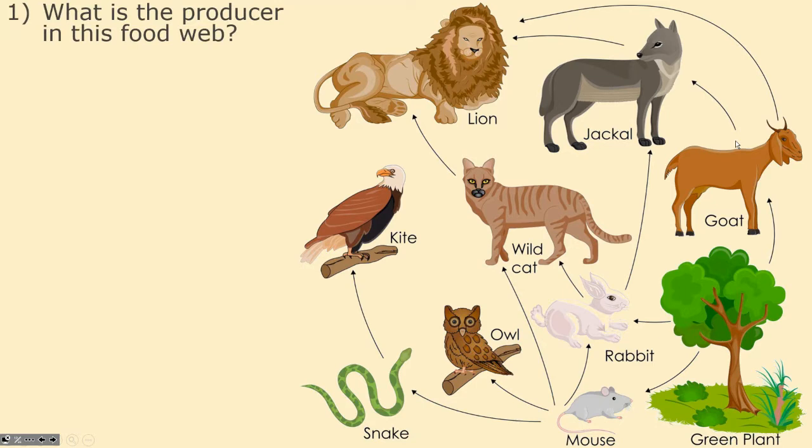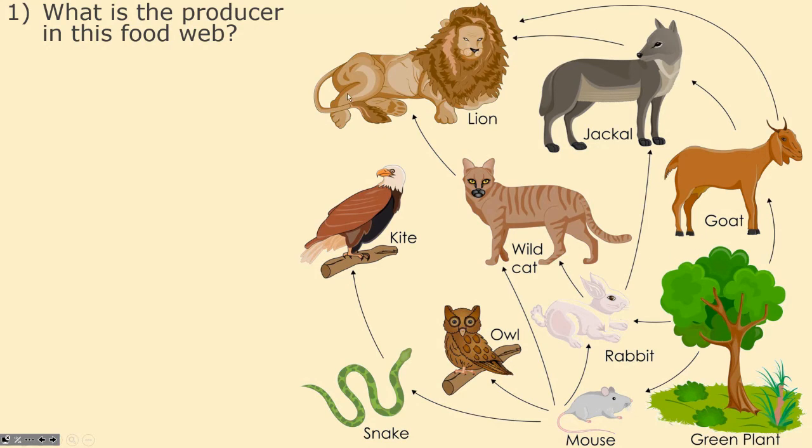From now, I'm going to start asking you to pause this video as you go and have a go at answering some of these questions. We won't do it for this one because it's quite a quick question, but what is the producer in this food web? Hopefully, after looking at the definition of what a producer is, you should be able to realize that the green plant is our producer in this food web. It's the only plant, and that's the one doing the photosynthesis.